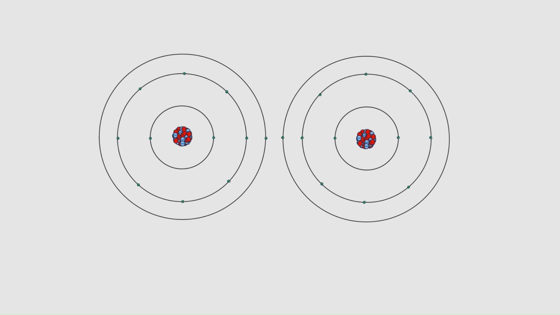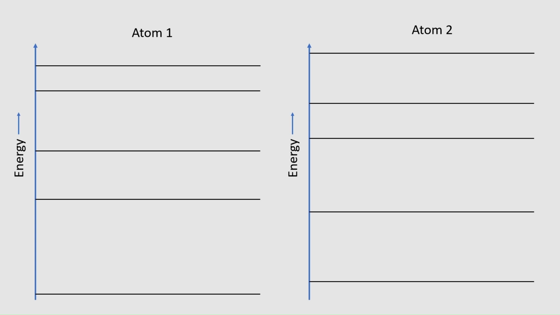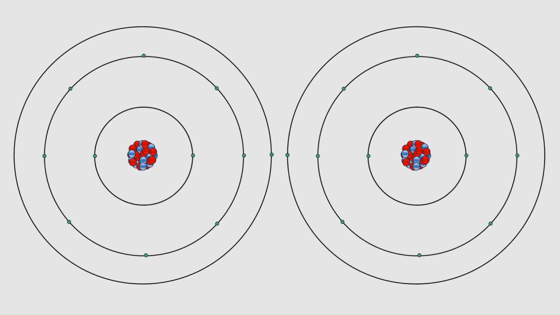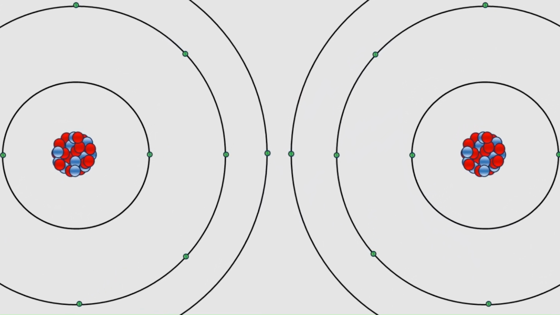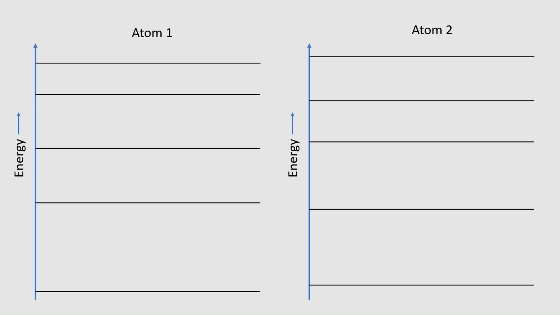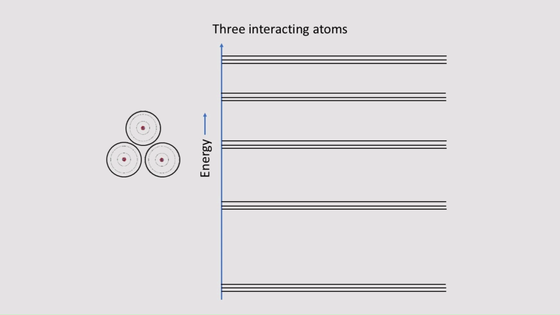However, when these two atoms come close to form a molecule, the electrons in each atom interact with the charges in the neighboring atom. These interactions change the energy levels of electrons, which may increase or decrease depending on the nature of interaction. The outer electrons are more affected as they are closer to the neighboring atoms, while the inner electrons remain largely unaffected. When two atoms interact, each energy level splits into two slightly different levels. With three atoms, the same energy level splits into three levels.